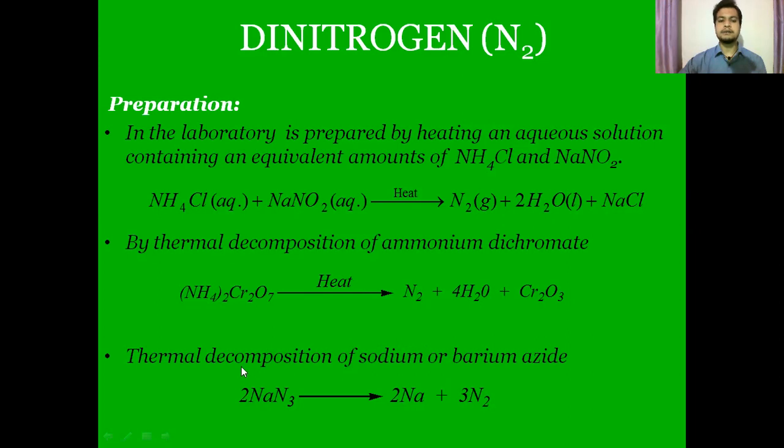We can prepare dinitrogen by thermal decomposition of sodium or barium azide also. When we say azide ion, basically it is N3 minus, three nitrogens having a common charge of -1. So Na+ and N3-, NaN3, that is sodium azide. We can take barium azide also, which is very common. If we take sodium azide and heat it, it gives you sodium and nitrogen. So these are the various ways we prepare nitrogen gas.